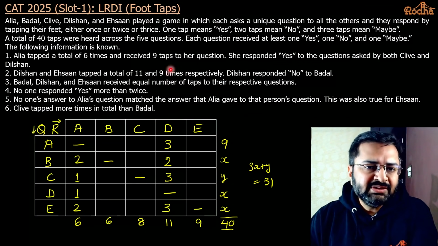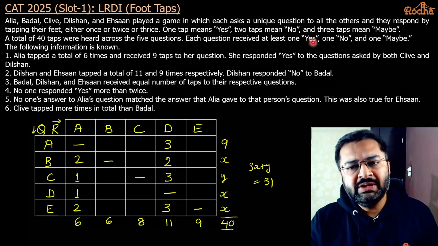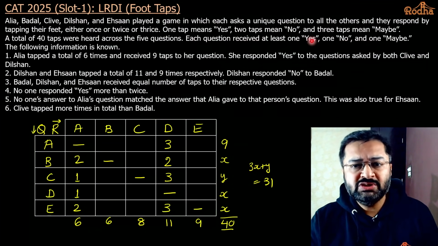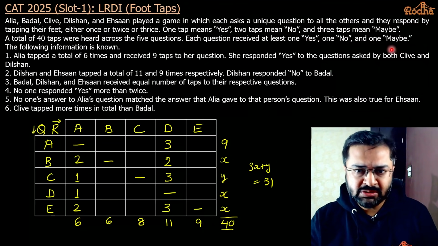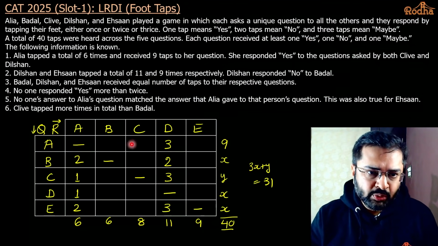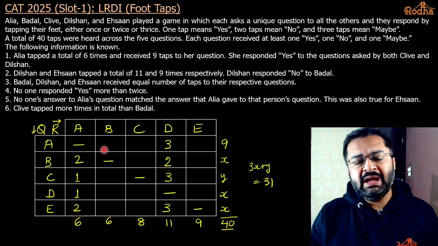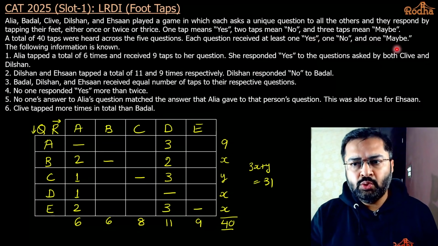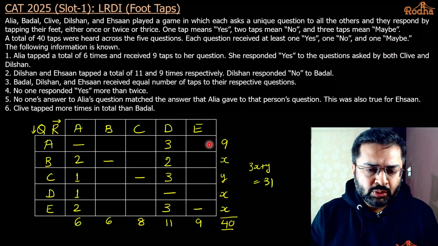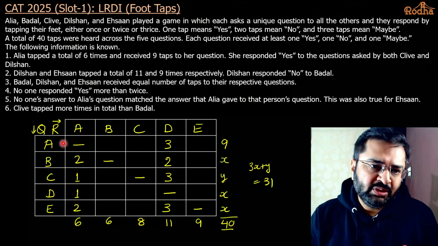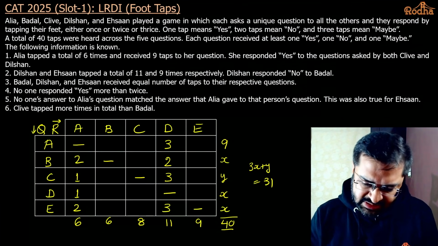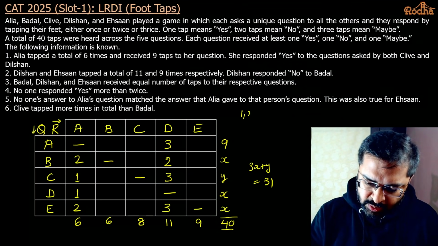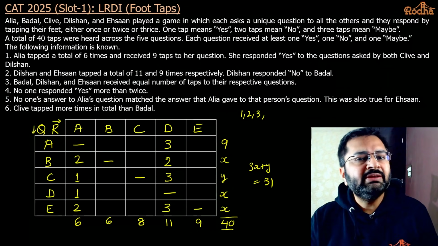Now, what is the condition given here? Each question received at least one yes, one no, one maybe. So yes means one tap, no means two taps, and maybe means three taps. So it means that each of these rows would have at least 1, 2, and 3 for yes, no, and maybe respectively, right? If you look at these totals, because for every question you have 4 responses, can I say it would be like this: 1, 2, 3, and then one other number, right?